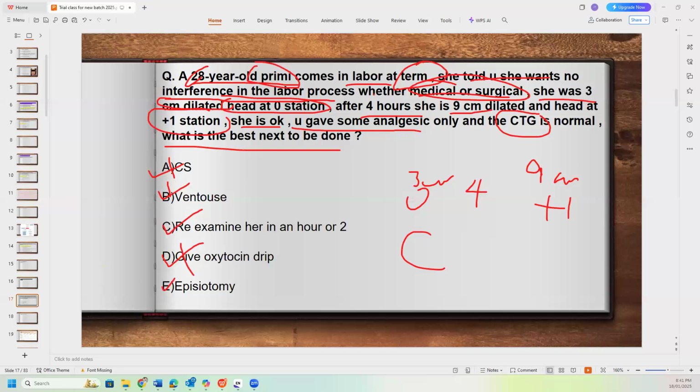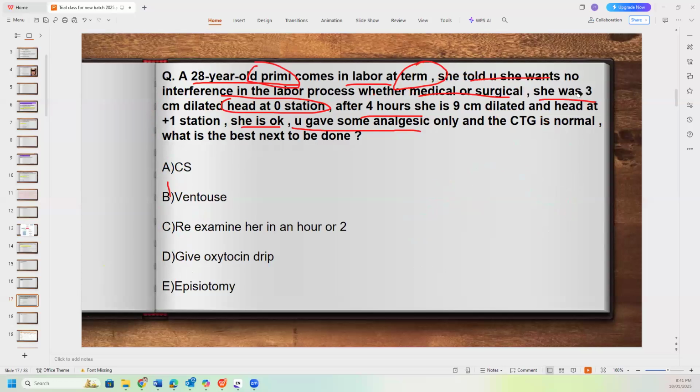So the correct answer is re-examine, because she's progressing quite well and she made her wishes known that she doesn't want any intervention at this time. And there is no need for intervention as well because her labor is progressing quite normally. So we will just re-examine her in 2 hours. Does that make sense, guys?